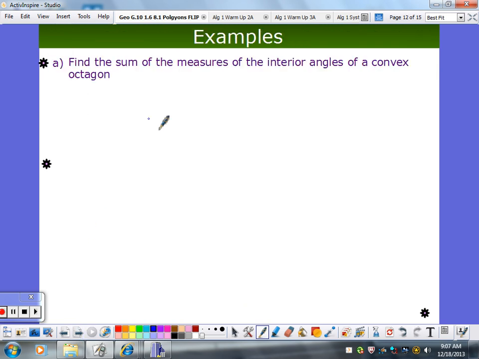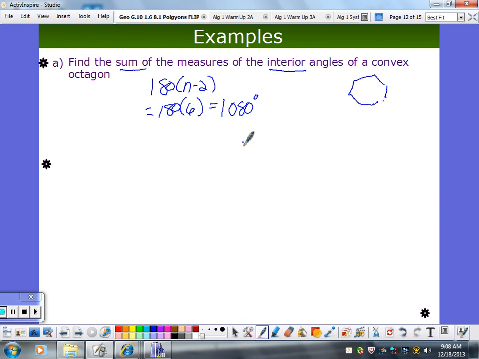Okay. All right, a couple of examples. Find the sum of the measures of the interior angles of a convex octagon. These ones are all about reading. Interior angles, the sum of all of them. What are they wanting me to find? You have some octagon, which I totally cannot draw. Pretend there's 8 sides here. And I want to find those angles. So what's the formula? 180 times n minus 2. An octagon has 8, right? So what's 180 times 6? I'm asking because I don't have a calculator. Check it. Okay, so here we go. That's it.